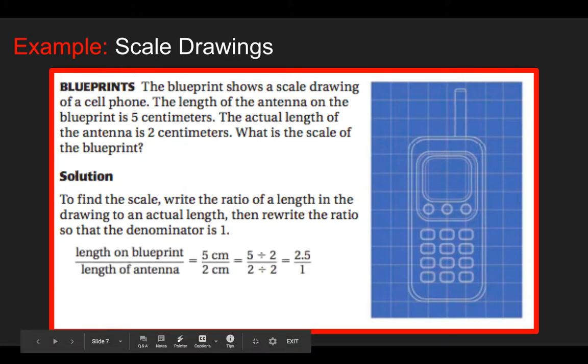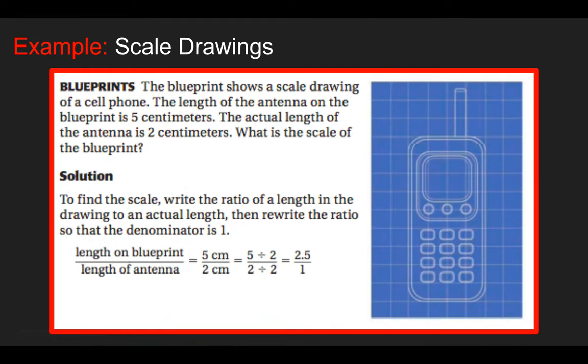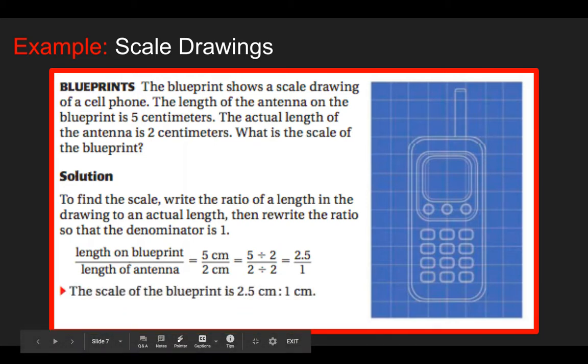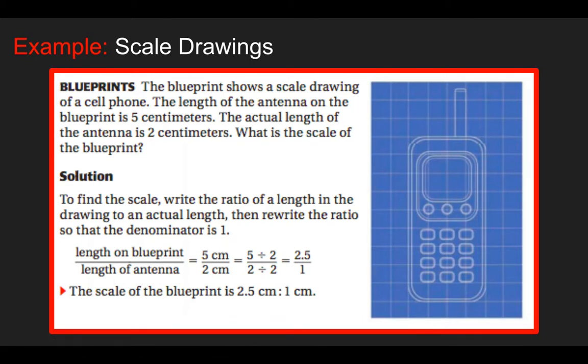The length on the blueprint was 5 centimeters. The length on the antenna was 2 centimeters. Centimeters go away. I take the 5 and the 2 and I divide them by 2 to make the denominator, or the bottom of the fraction, 1. So the scale of the blueprint is 2.5 centimeters to 1 centimeter.